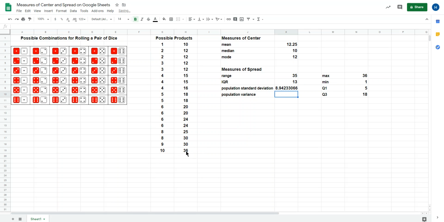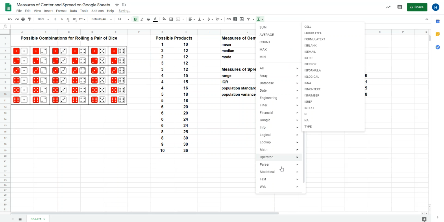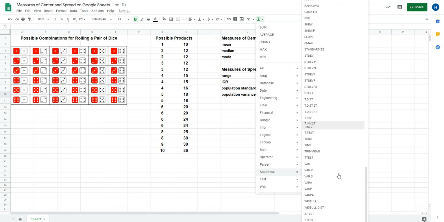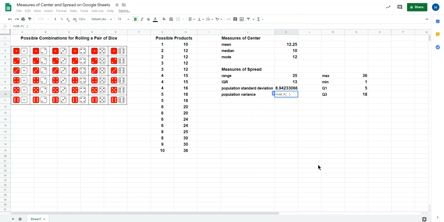And then a population variance. Again, same idea, make sure you know which one you're picking. Is it the entire population or just a portion of it? And I hit enter.